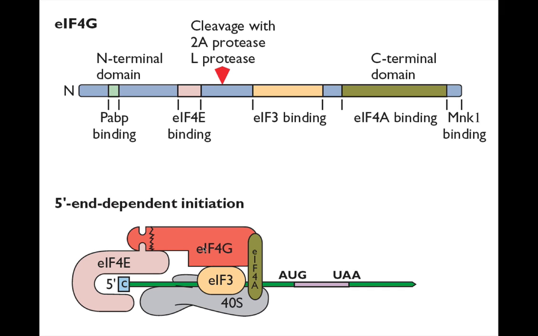Now, at the bottom is a re-examination of the interaction of 4G with this initiation complex, and we've taken away a lot of the other factors so you can see it more clearly. And again, we have the mRNA with its 5' cap structure. It is interacting with EIF4E, and EIF4E, of course, binds to the cap. EIF4G binds to EIF4E, and EIF4G binds to 3, which in turn binds to the 40S subunit. So you can see how the 40S is brought here by these series of protein-protein and protein-cap interactions.